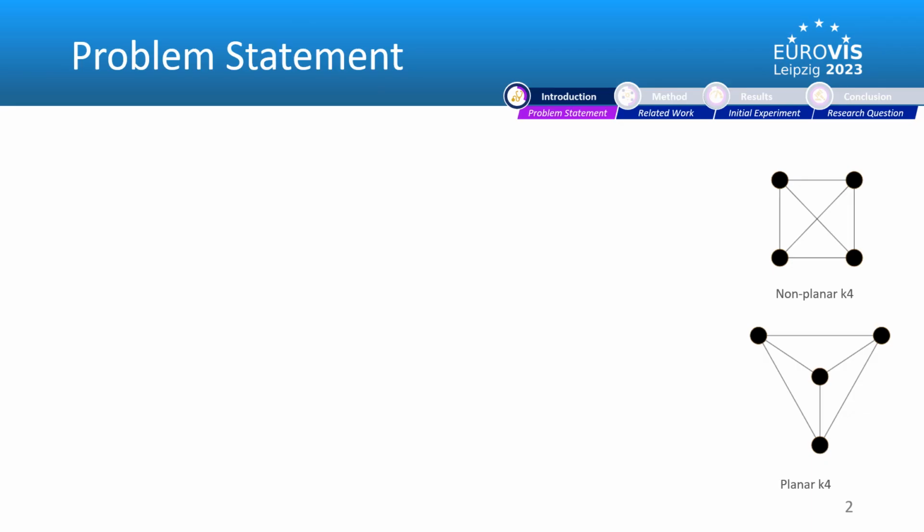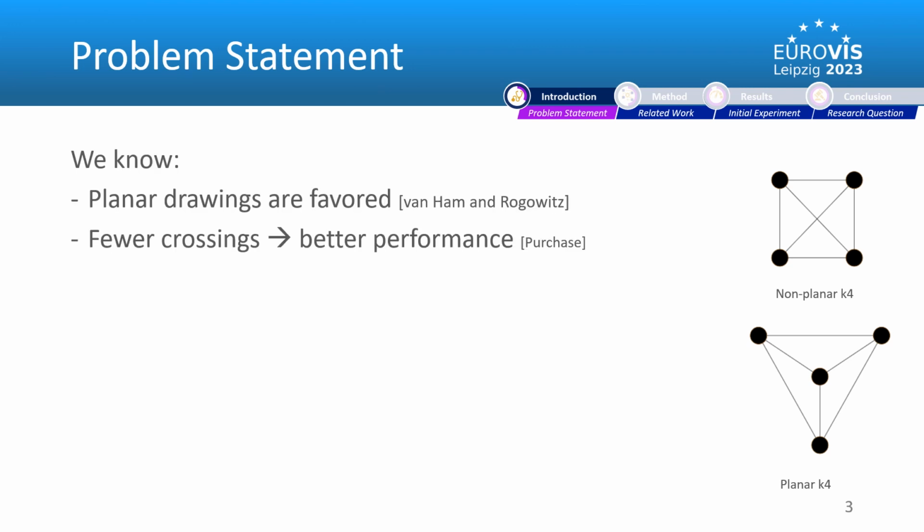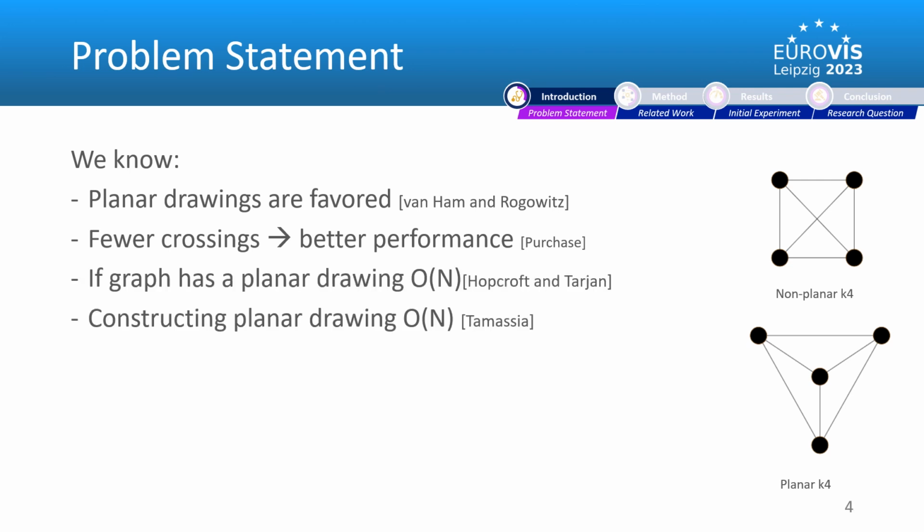To start off, when we say planar drawings, we mean node-link diagrams that have no edge intersections. For these types of drawings, we know the following. We know that users tend to prefer planar drawings over non-planar drawings. Purchase, for instance, also showed that the fewer crossings a drawing has, the better the performance is of users on certain tasks. Additionally, we can also test planarity and subsequently construct a planar drawing in linear time.